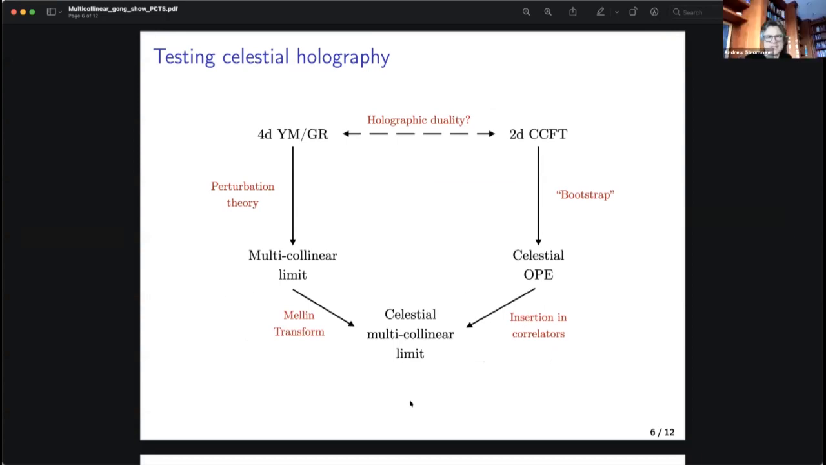Are these two sides the same? Yeah, right. We hope. Oh, well, it might be that only a subsector of 4D Yang-Mills or GR is determined by 2D CCFT. In that case, we'll just have to keep exploring.